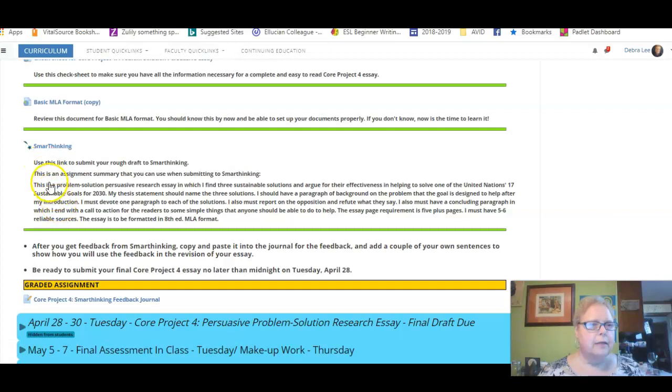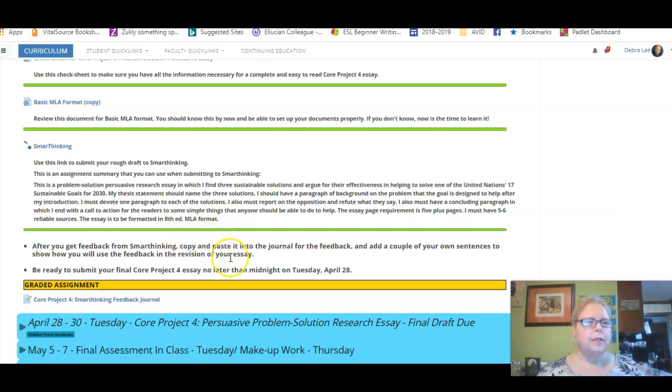Here is a summary of the assignment, because when you submit to Smart Thinking, it will ask you what the assignment is about. Remember, those tutors haven't been in our class. They don't know what the assignment is. They don't know what I've asked them to do. So you can copy and paste this into that place on the Smart Thinking submission, and it tells basically what you were supposed to do in your essay, and that'll help them to know if you successfully accomplished what you set out to do.